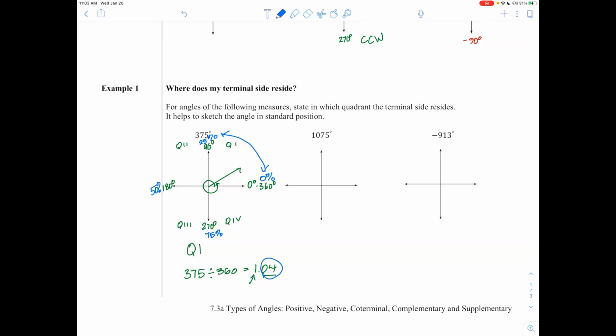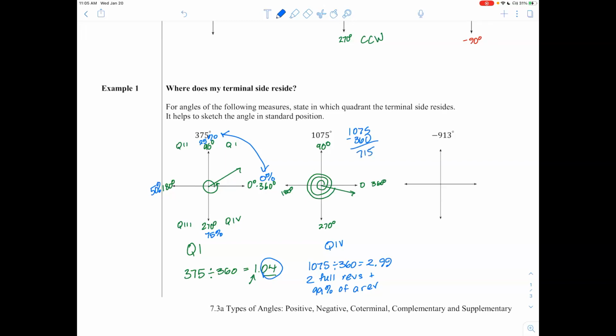Okay, so let's do 1075. Why don't you press pause and give it a go and see how you do. Okay, so hopefully you gave it a go and you came up with the answer, quadrant 4. Because as you rotate around, you could do one full revolution for 1075, and you're down to 715 degrees. So that takes care of this first revolution.